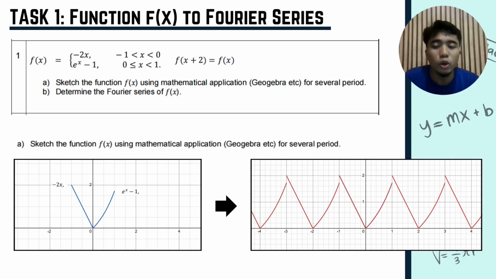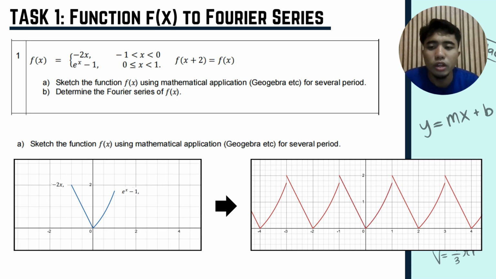So for task 1, we are going to convert the function f(x) to a Fourier series. As for question 1, here we have a piecewise function, where the first function is negative 2x with interval of negative 1 until 0, and the second function is e to the power of x minus 1 with interval of 0 to 1.